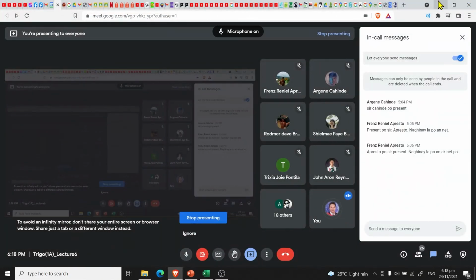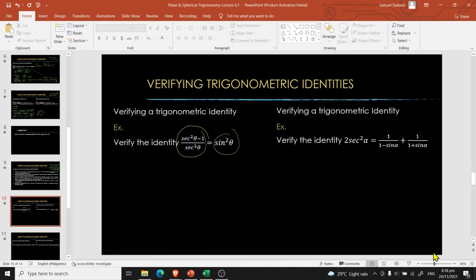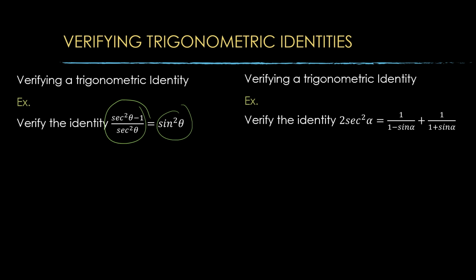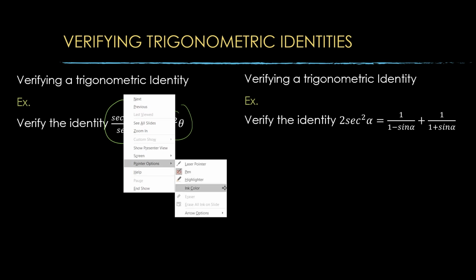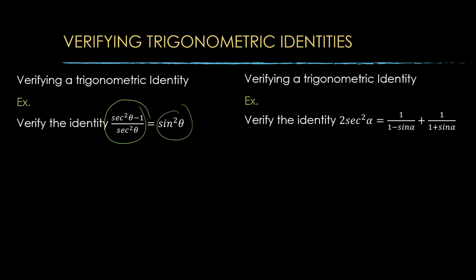Okay, so how are we going to prove that this identity is indeed equal to sine theta squared?